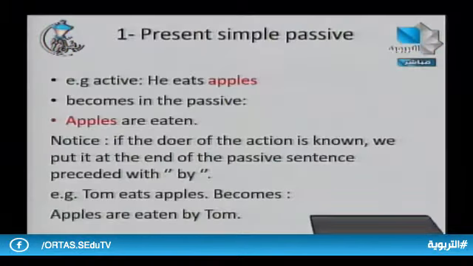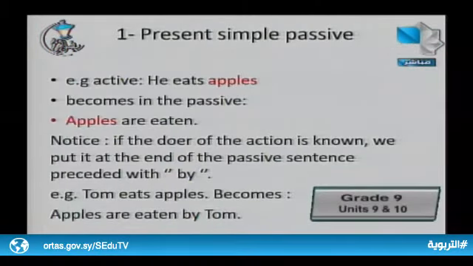And because, as Ms. Najla said, the doer is not known, we don't put by, we put only a full stop. If we know the doer of the action, for example, Samir eats apples, we say apples are eaten by Samir. If the doer of the action is known, we put it at the end of the passive sentence, preceded with by. Here we have an example: Tom eats apples becomes apples are eaten by Tom.